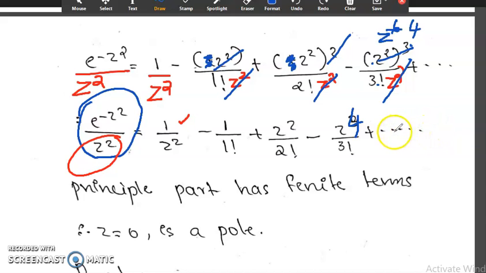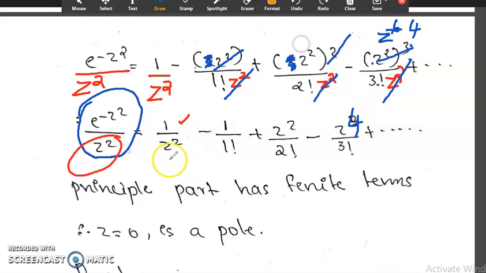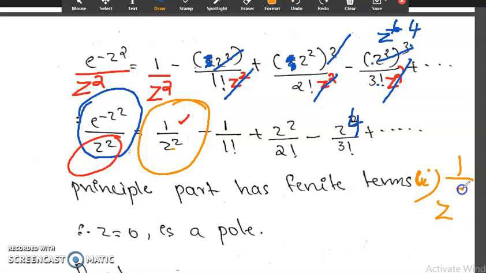So now what about the principal part? How many principal part terms are here? When you say principal part, it means the z term which is in the denominator. You see, this is the only term, 1 by z square. The principal part has finite terms. How many terms? Only one term with z in the denominator.